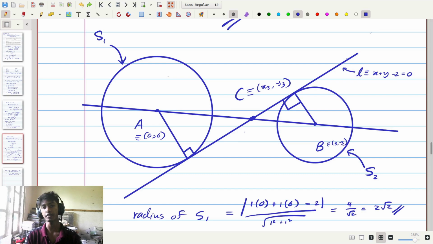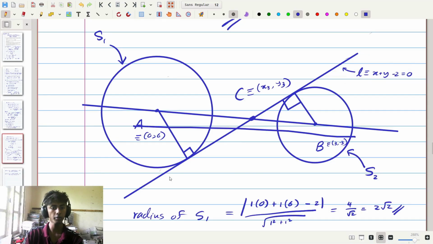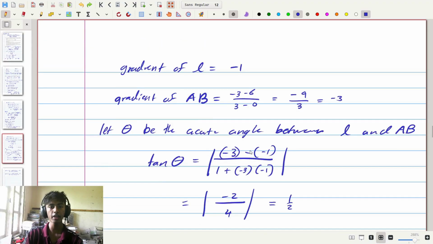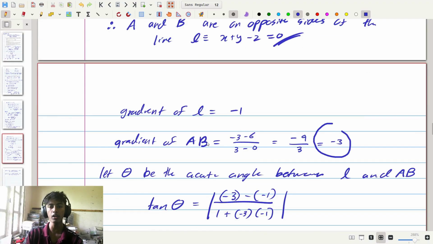I'm going to be using the second method because I honestly find it easier. So for this, we need to find the line L, which we already know, and the line AB. So I'm going to find AB. For AB, we already know its gradient. The gradient of AB was found to be equal to -3.